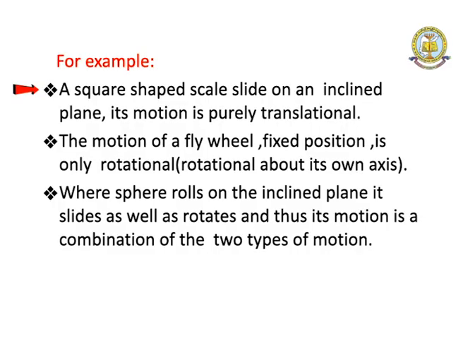A square shaped block sliding down an inclined plane, its motion is purely translational. The motion of a flywheel fixed in position is only rotational, rotating about its own axis. When a sphere rolls on an inclined plane, it slides as well as rotates, and thus its motion is a combination of the two types of motion. So you know everyone, what is a rigid body? A rigid body does not undergo any change in shape or size.